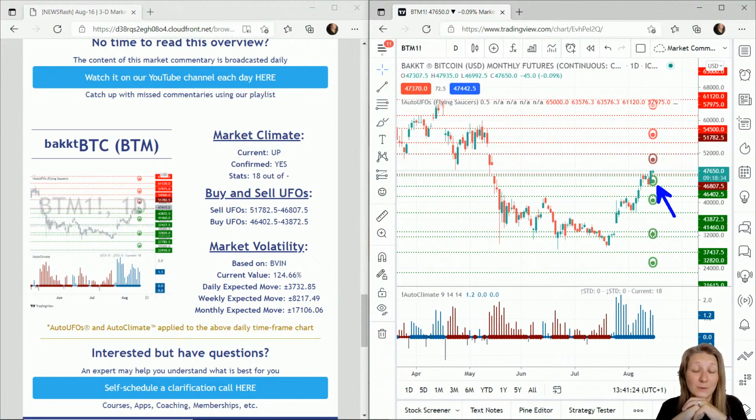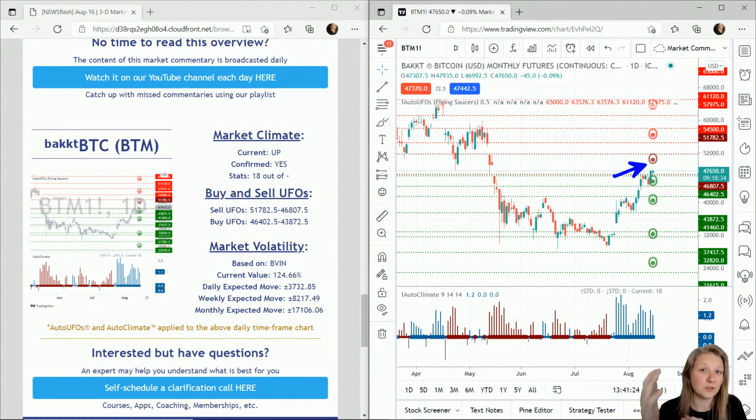Now, we do have buy orders just beneath us at 46,402.5 to 43,872.5. We also have sell orders right above us. In fact, we're within them right now. Those sell orders are 51,782.5 to 46,807.5.